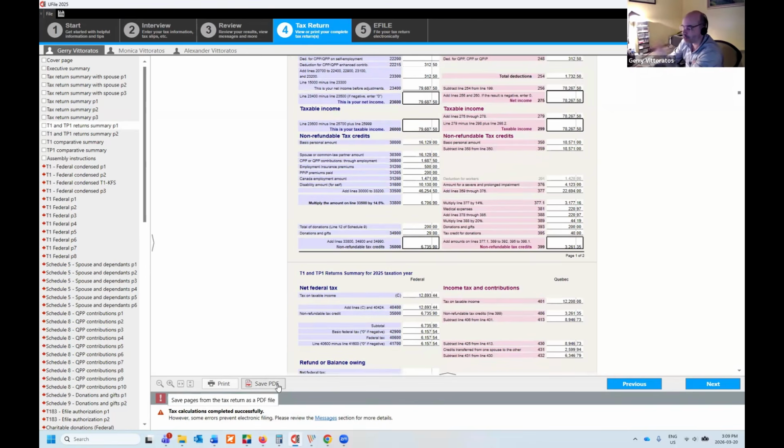I strongly recommend you save it as a PDF, and then archive it somewhere safe. Because if, for example, you can no longer load UFile for some reason, you at least have the PDF as a last resort to see what the result of the return was that you submitted to both governments. PDF is universal. There's a million programs you could choose from to load your PDF, including browsers. All right.